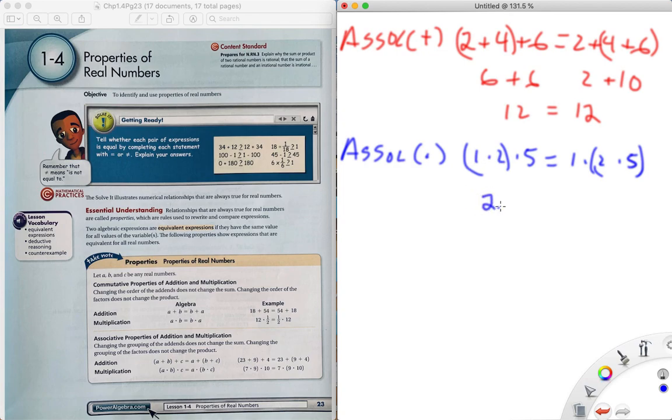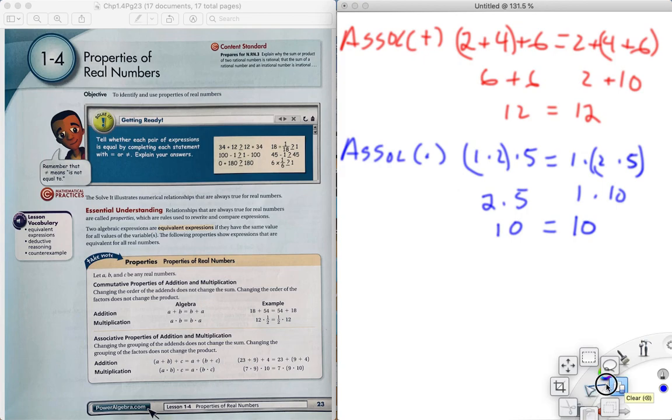1 times 2 is 2, 2 times 5 is 10. Here, the parentheses is in the last two. 2 times 5 is 10, and 10 times 1 is 10. It doesn't change the answer depending on which order you multiply, or which two numbers you multiply first.